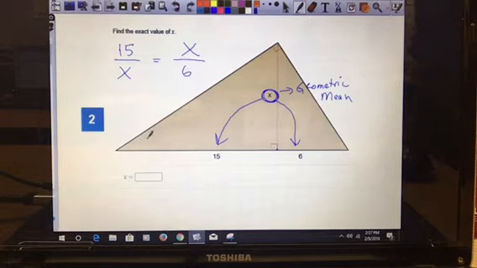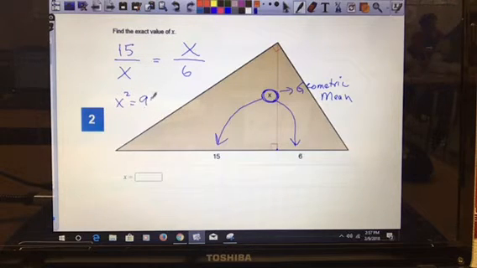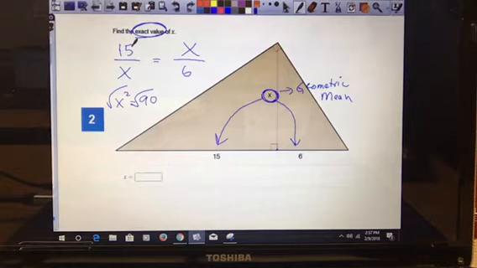Now, do I have to put 15 on the top and 6 on the bottom? No, I could switch those 2. You're still going to multiply them anyway. You just have to make sure that these 2 numbers are in these 2 places. X times x gives you x squared. 15 times 6 gives you 90. When you square root both sides, and it says exact value, you're going to leave it as a radical. Radical 90 would work, but it's just not your best answer.